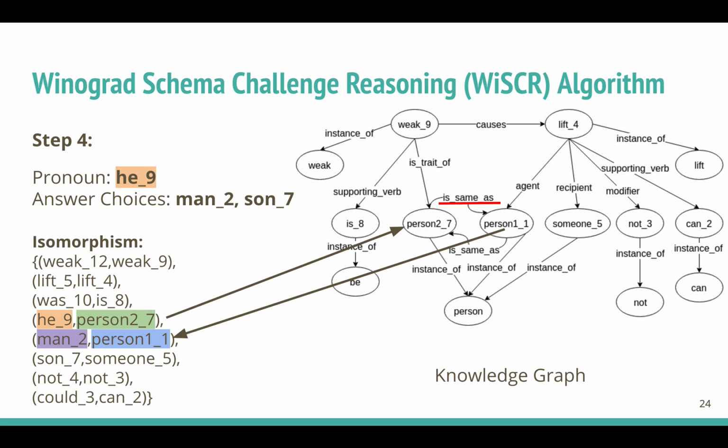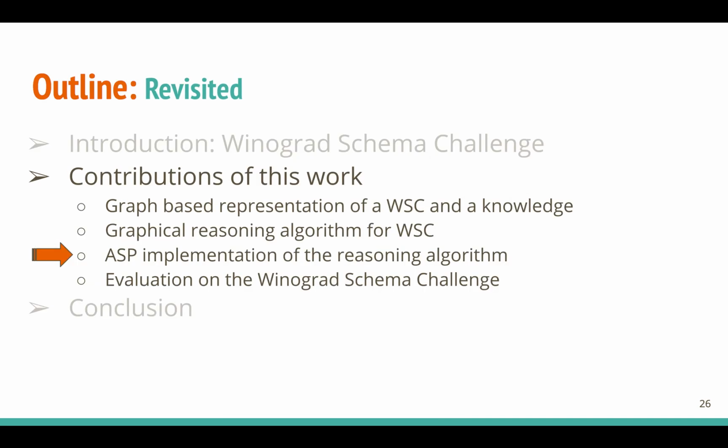The next step is to map person 1 underscore 1 in the isomorphism set and figure out which node it corresponds to in the input Winograd schema challenge sentence graph. Now it corresponds to man underscore 2. Now we see if man underscore 2 is one of the answer choices, and it is, so the final answer is man underscore 2. Now this was the graphical reasoning algorithm for Winograd schema challenge that was defined as part of this work. Now we move on to the answer set programming based implementation of this reasoning algorithm.